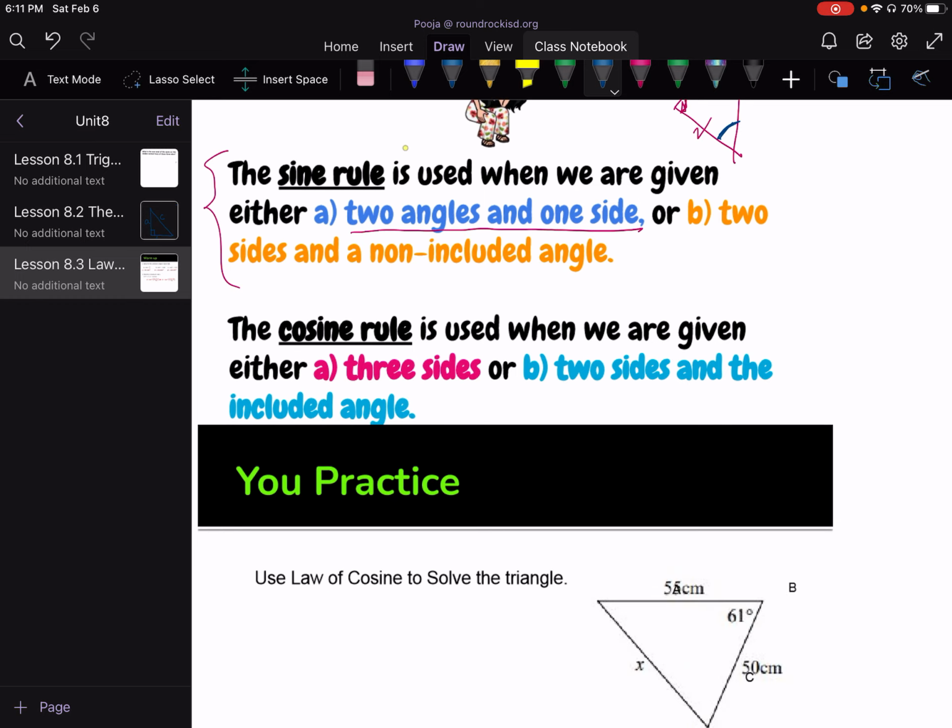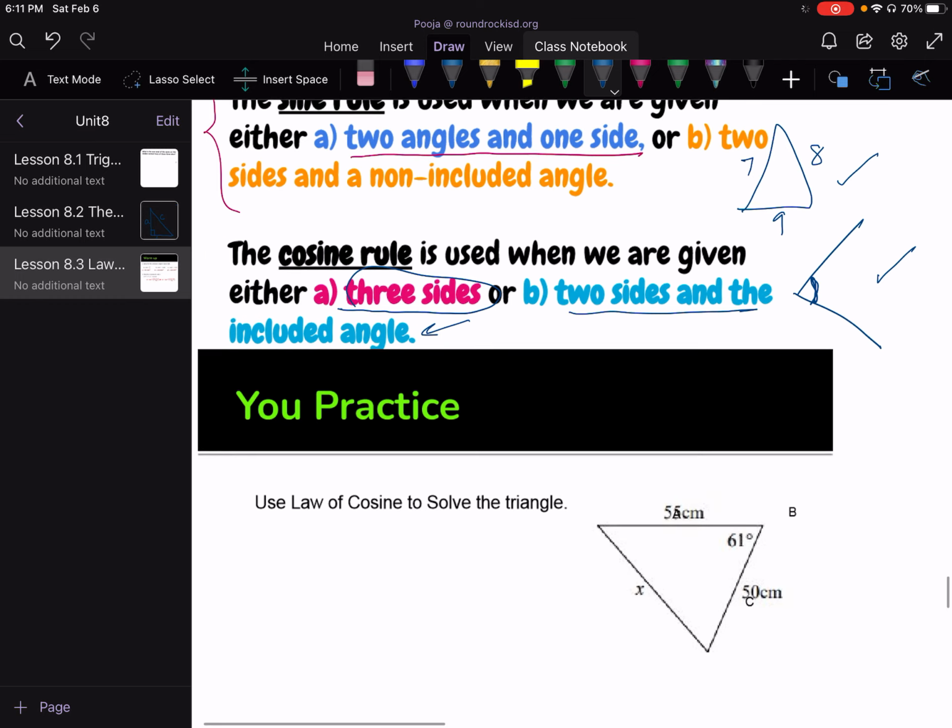Law of cosine, on the other hand, is used when all three sides are given, just like the example we did, let's say 7, 8, 9. Let's say all sides are given. I showed you an example for that. Or if two sides and the included angle are given, and we did an example like that. Bottom line, for our purposes, if you can't use anything you know, law of sine or Pythagorean or SOHCAHTOA, you should be able to use law of cosine.